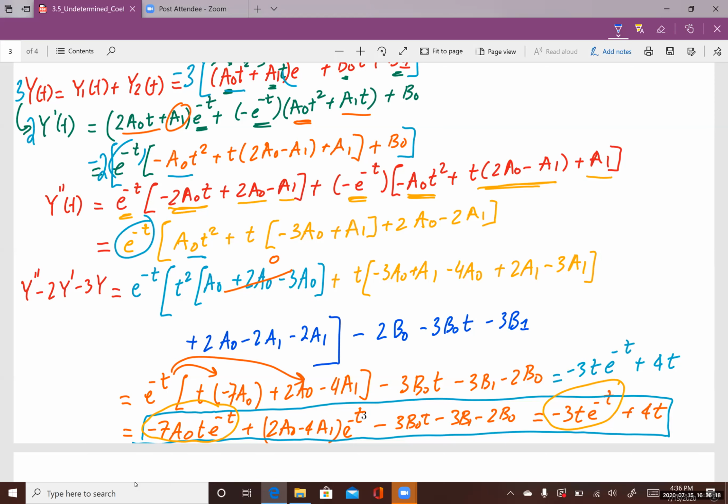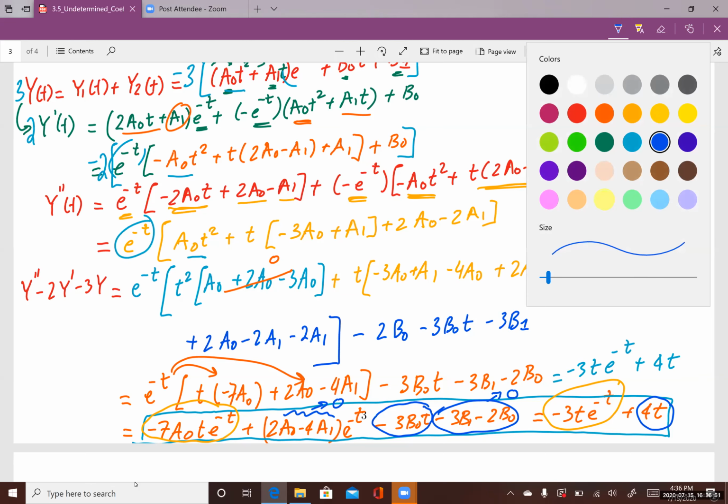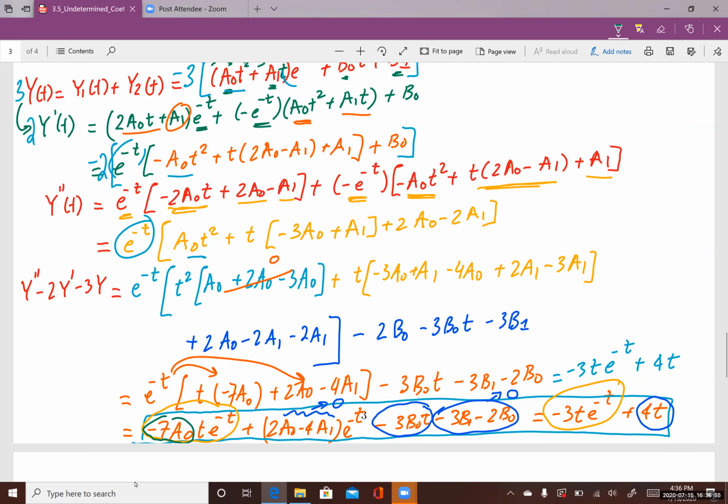Another thing is the t functions, the linear functions. There's only one linear function here. That means negative 3b0 has to be equal to 4. Okay. So then we don't have any terms e to the negative t by itself on the right side, so this has to be equal to 0. We don't have any constant term on the right side, so that means this has to be equal to 0. More specifically, I can say that negative 7a0 should be equal to negative 3, and negative 3b0 should be equal to 4.